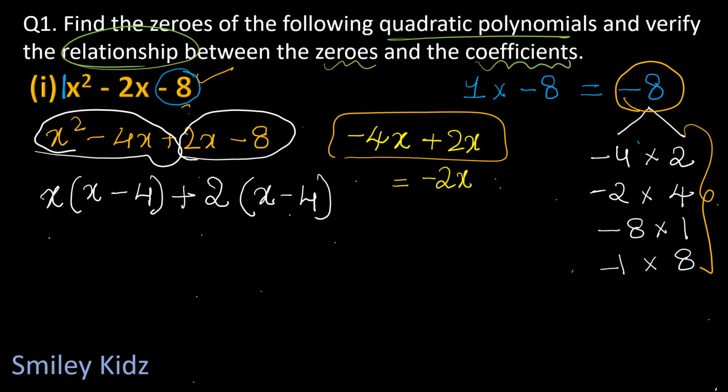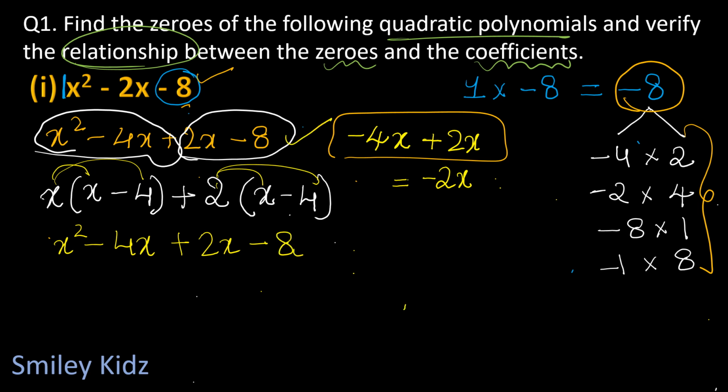Have a look at this. x into x will be x squared. Minus x into 4 will be minus 4x. Right? And then plus 2 into x will be 2x, and minus 2 into 4 will be minus 8. This is similar to this one, isn't it? So we have just taken out the common ones.